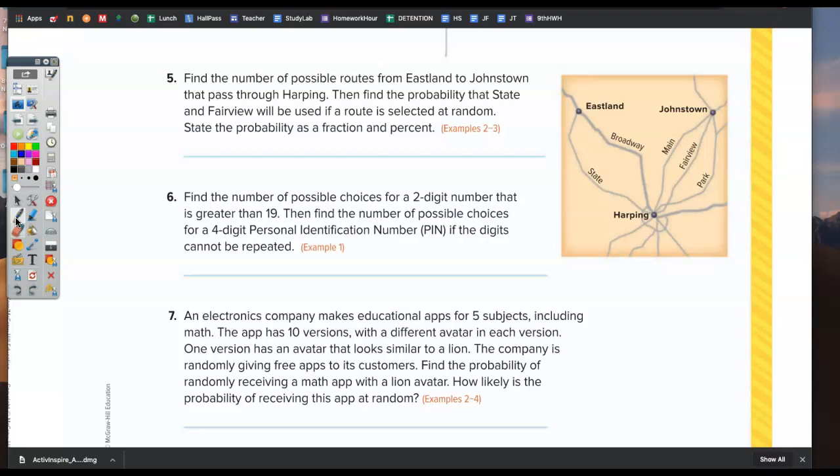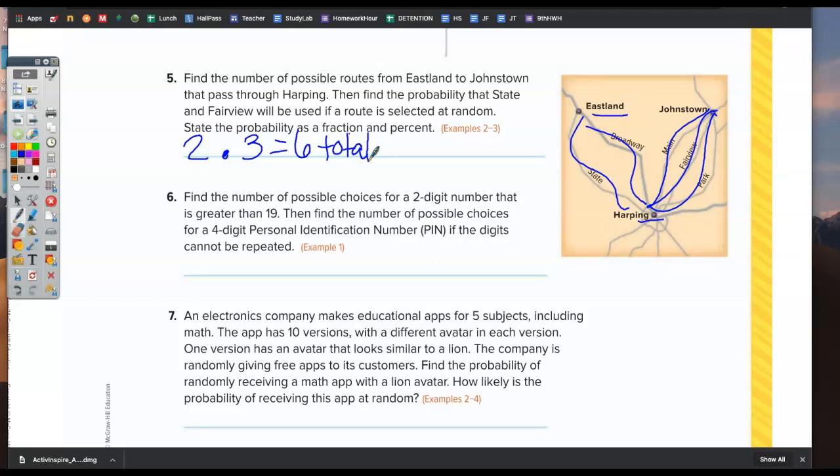Well, first of all, we have to look at how many routes you have from Eastland to Harping. You can see that there are only 2. So we have 2 options to get from Eastland to Harping, times 3 routes from Harping to Johnstown. Therefore, we have 6 total routes.